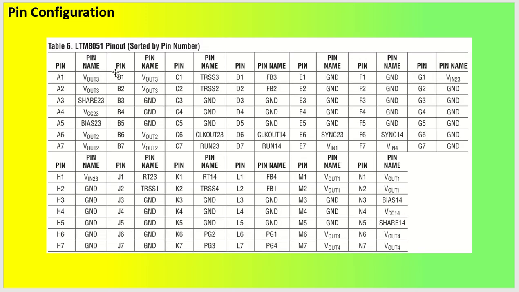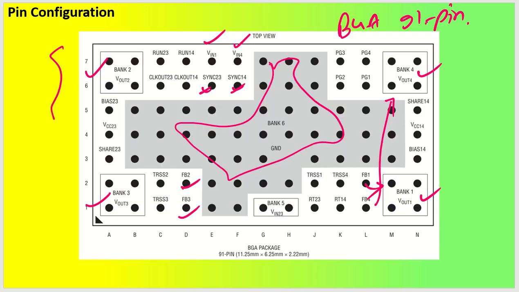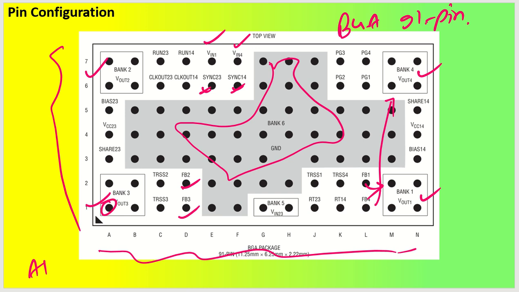They have given a list of table as well, how the pins are arranged. As you can see, the pins were arranged from 1 to 7 and then A to N. If I want to have A1, then this will be the pin A1. If you want to have D3, then the pin number D3 will be D is this and 3 is this, so pin number D3 is this. This is how it is recognized.